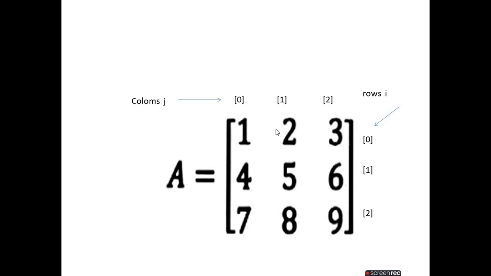Now, what is the position of the value 2? Which row does 2 belong to? The 0th row. Which column? Column 1. So the position is row 0, column 1. What is the position of 3? Row 0 and column 2, so 3 belongs to row 0, column 2. Now for example 5, we try to find its position. Which row? Row 1. So row 1, column 1.